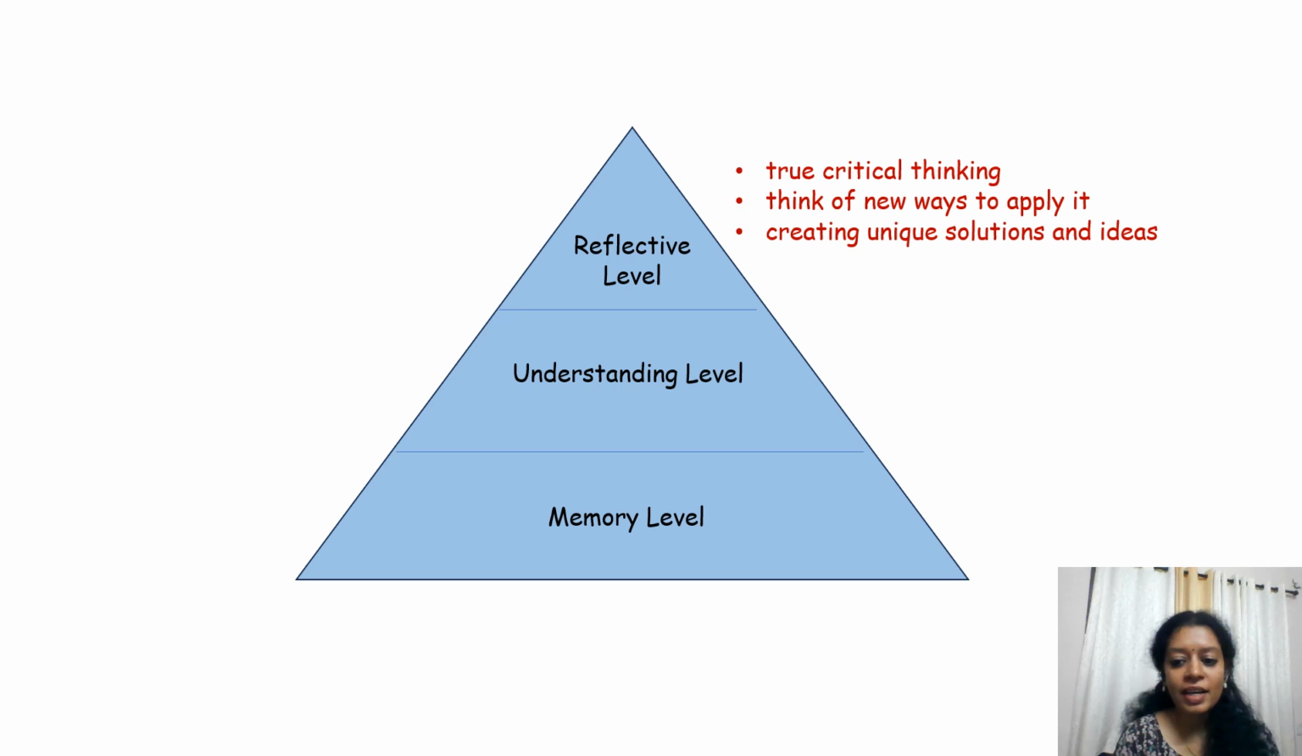And coming to the memory level, what's memory level? As the name indicates, it's memorizing the facts and information. And in the understanding level, students learn to understand the basics. They can explain why something works and how different ideas are connected. They start seeing relationships, like how two things affect each other. But at this stage, they are not really using these ideas in a new way, just learning to understand them as they are. So that is the understanding level.